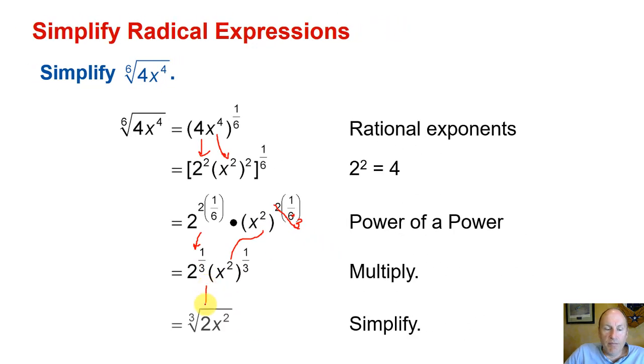And then we're going to go ahead and put them back into radical form. Since the original problem was in radical form, we're turning this back into radical form. So 2 to the 1/3 is the cube root of 2, and x squared to the 1/3 is the cube root of x squared, or also x to the 2/3.